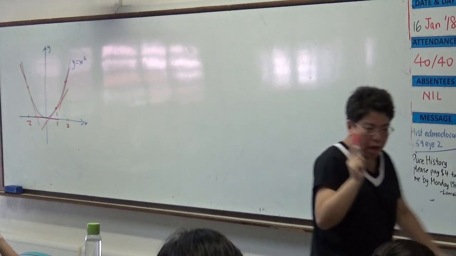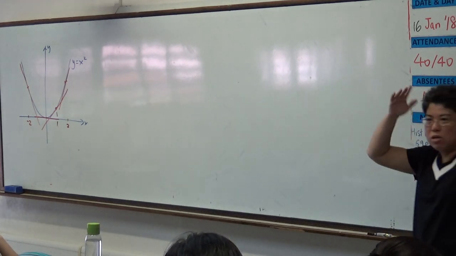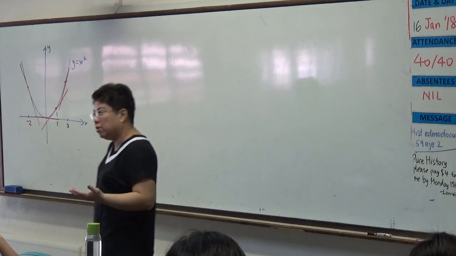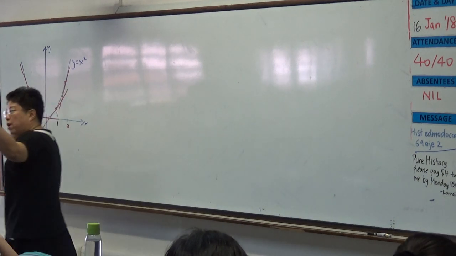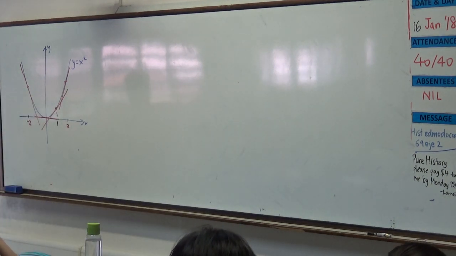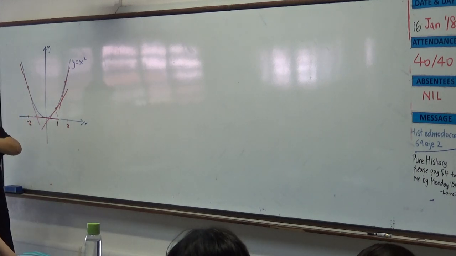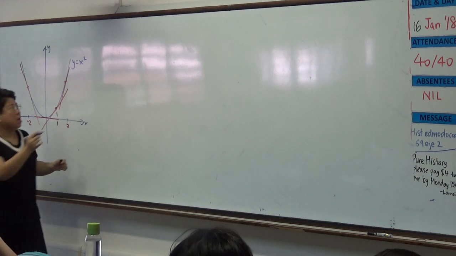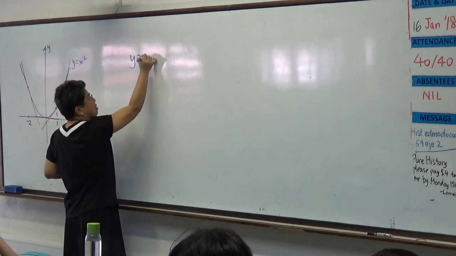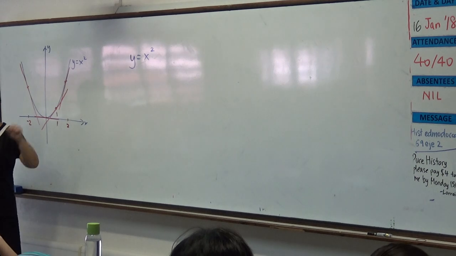Now, for differentiation, actually we are finding the gradient function. Okay, what do I mean by that? Later I'll tell you what it is. No need to copy. This one is just for your knowledge. We know how to draw a tangent. After we draw the tangent, what do we do? Locate two points, then after that find the gradient, right? Okay, now, later I'll teach you how to differentiate, okay? Now, this is y. This is x squared. This is the original function.